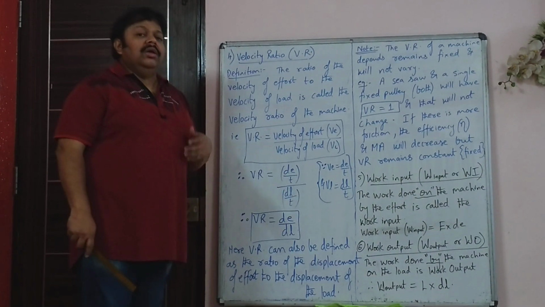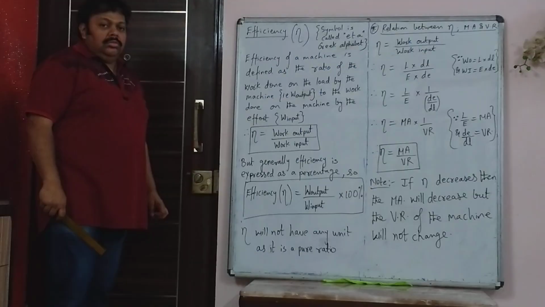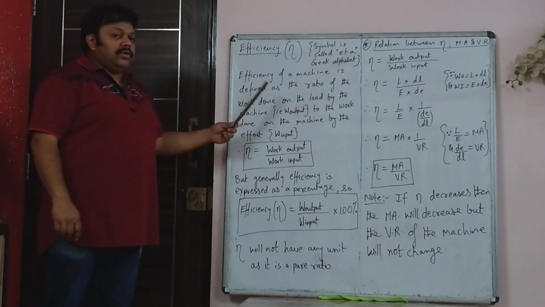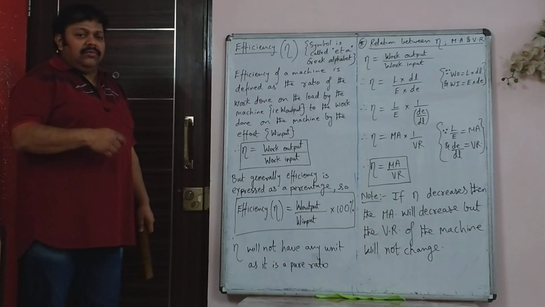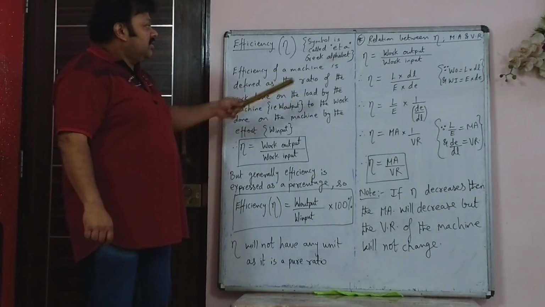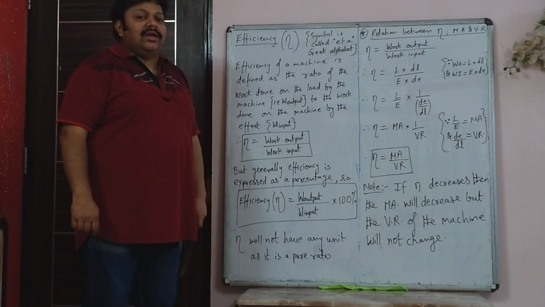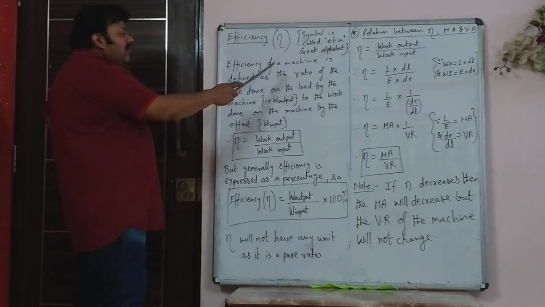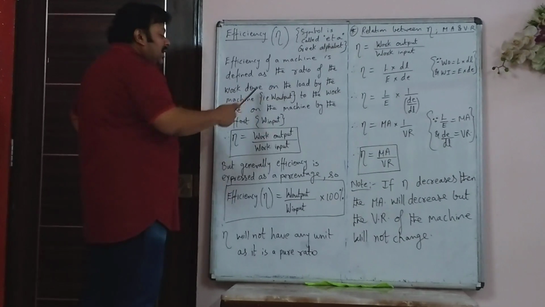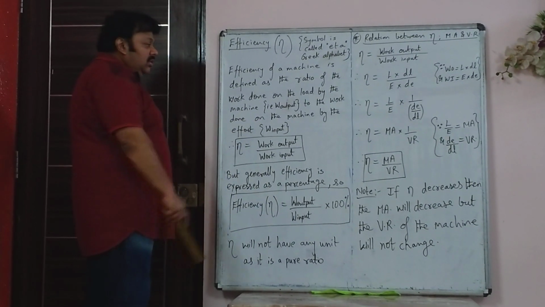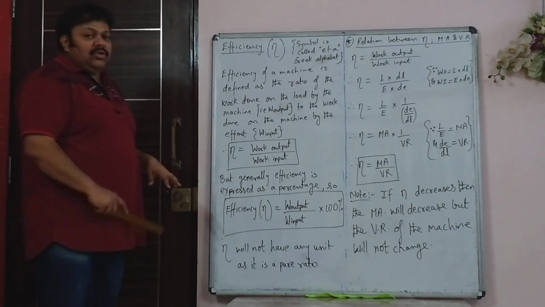We had written the formula. Now we will see the definition of efficiency and what are the factors affecting efficiency. The symbol of efficiency looks like an N, only on one side the tail is a little long. That is pronounced as eta. The symbol is eta, that is a letter of the Greek alphabet. So efficiency of a machine is defined as the ratio of the work done on the load by the machine, that is work output, to the work done on the machine by the effort. So basically it is work output upon work input.